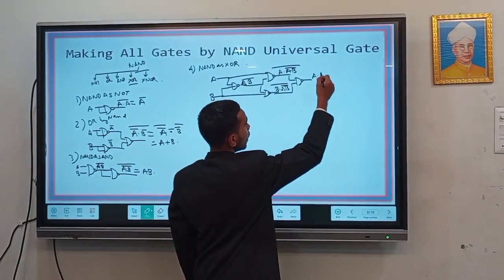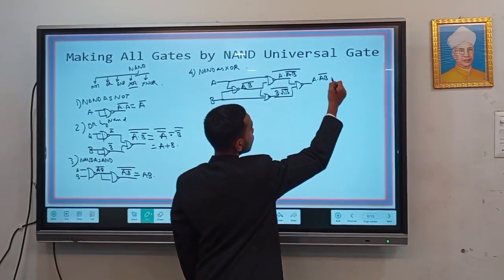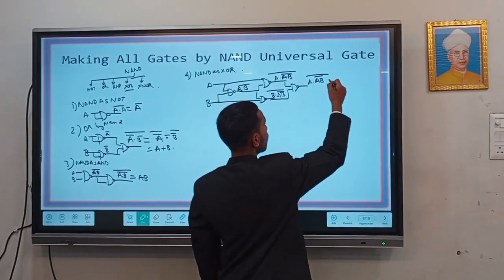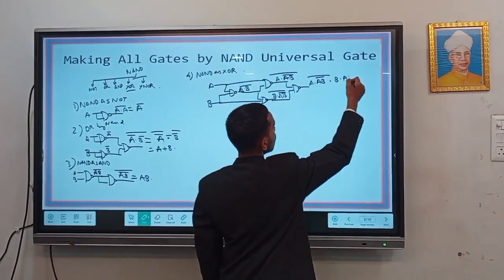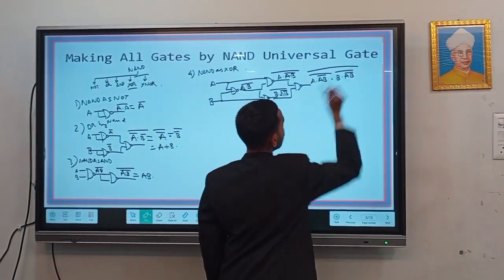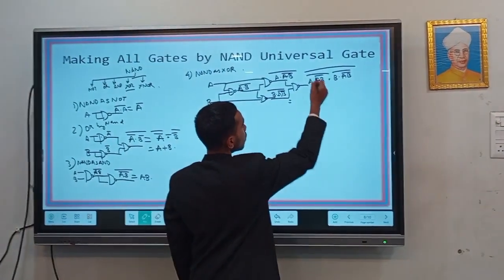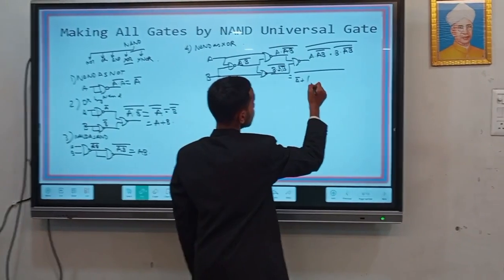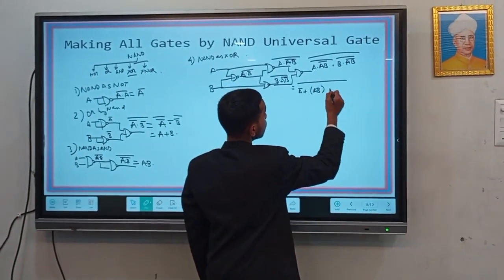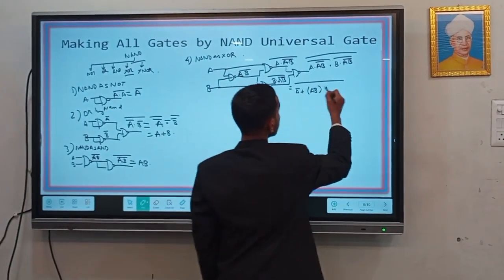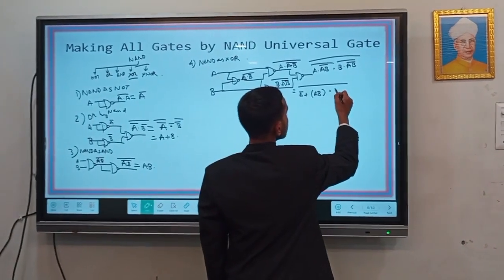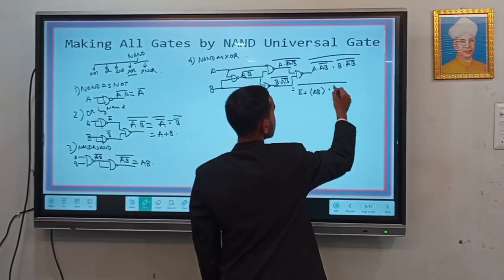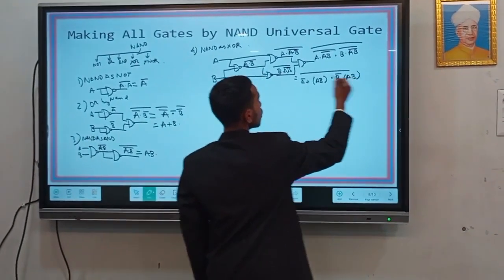So we are going to get A into (AB) complement plus B into (AB) complement, total complement. Now we are going to solve it. It is going to give A complement plus AB, B complement into AB. Now we are going to solve it.